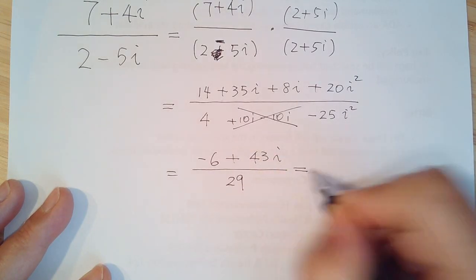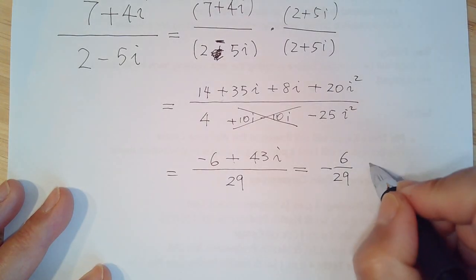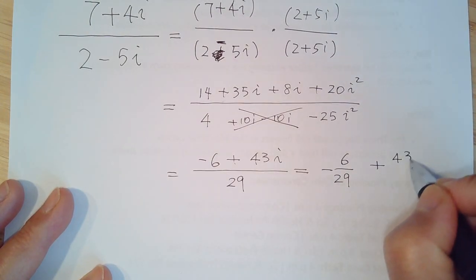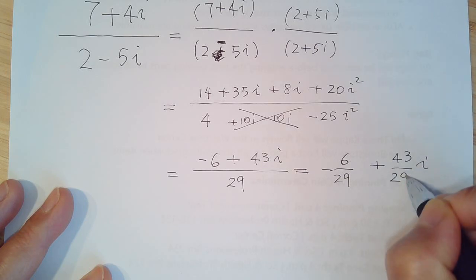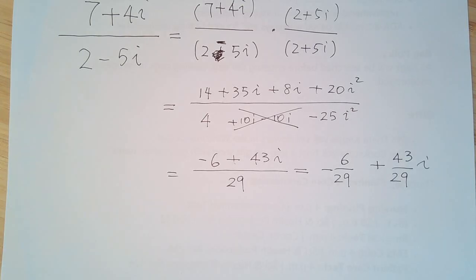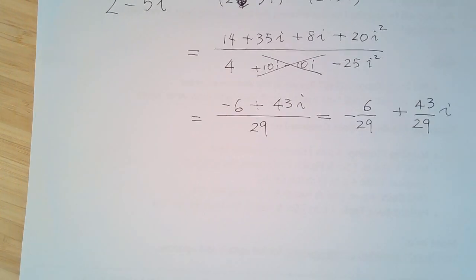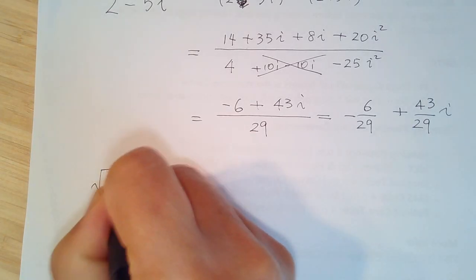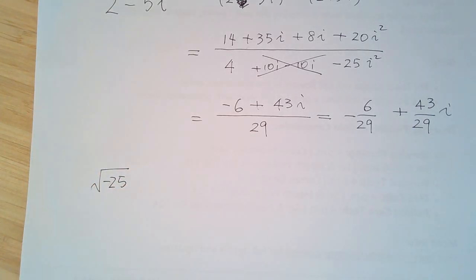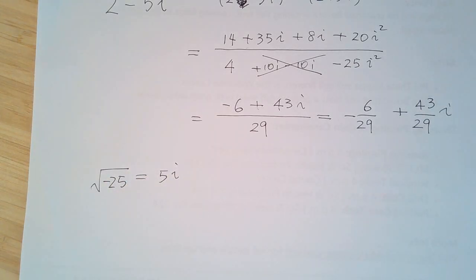If I write that into a good form, it's going to be like this. This is the real number part, and this is the imaginary number part. That is your answer. Can you remember this? It's not bad, huh? All right, now after this, we're going to do a little bit more. If you remember, a while ago I said the square root of negative 25, I just take 5 out, and then I get a 5i. Do you remember this?